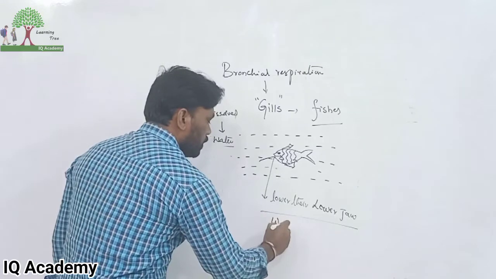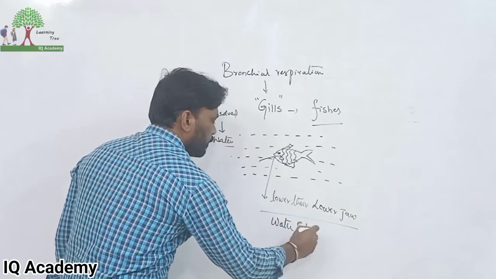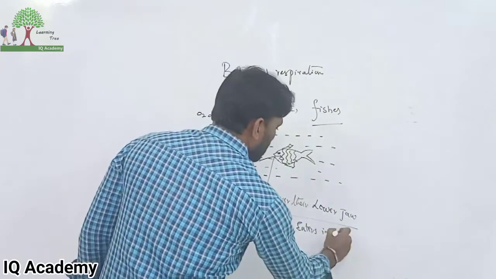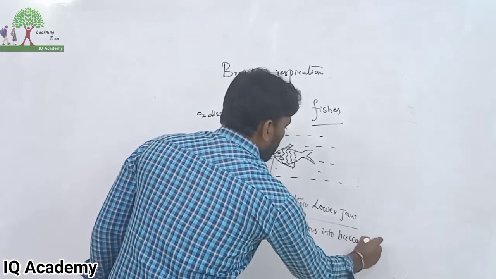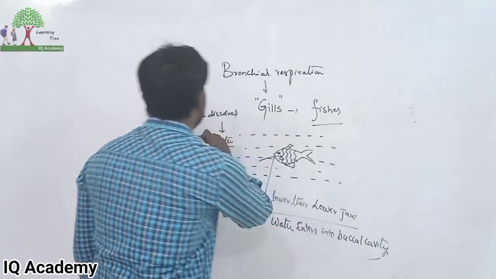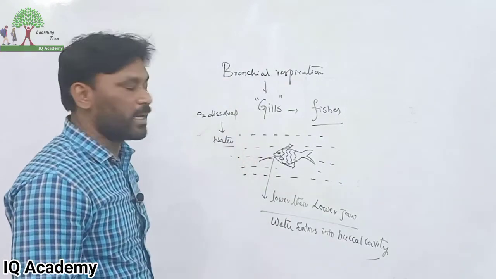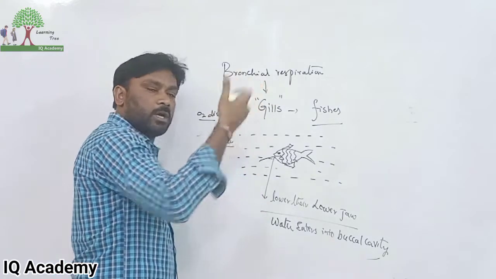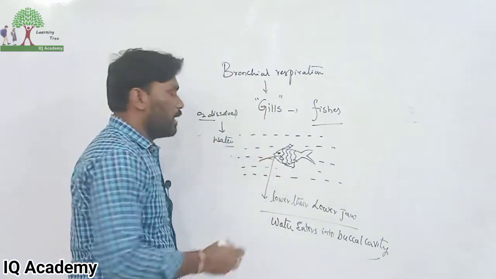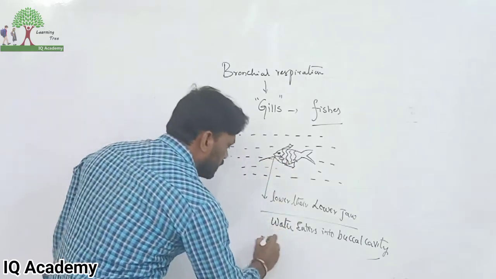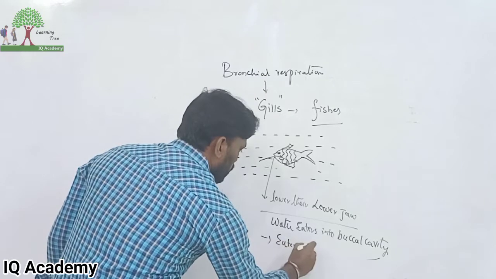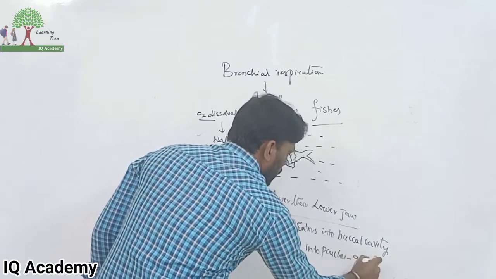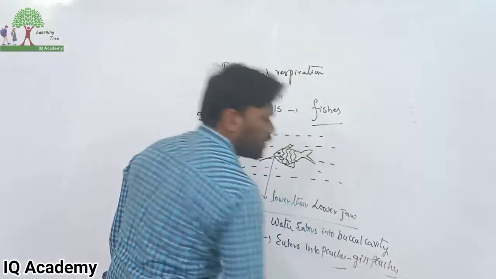Water enters into the buccal cavity, meaning the space present in the mouth. As the oxygen is already dissolved in the water, when the water enters into the buccal cavity, it then enters into the pouches called gill pouches. Pouch means a sac-like structure, a bag-like structure.